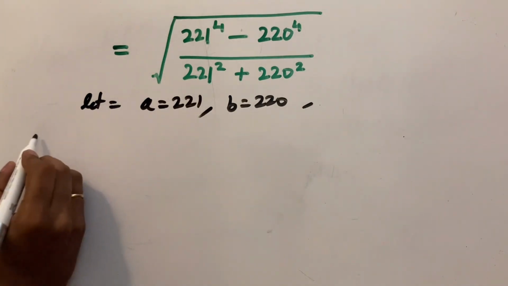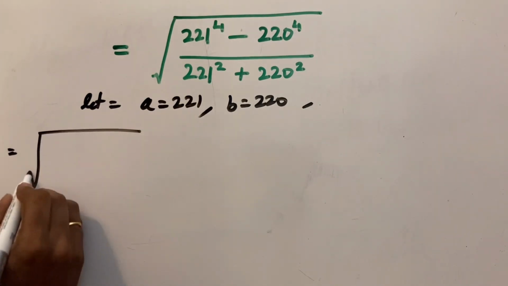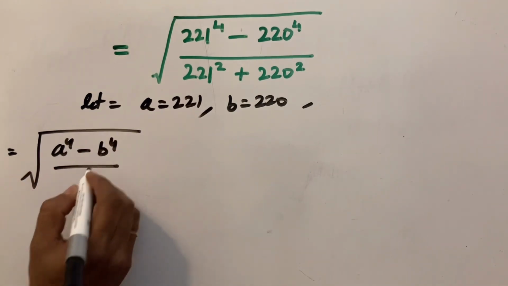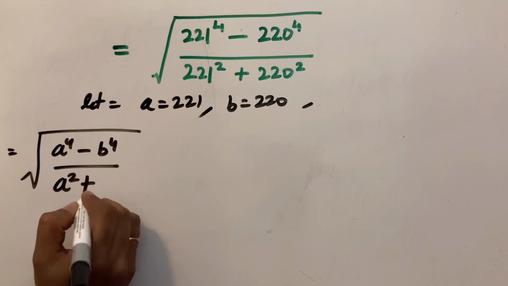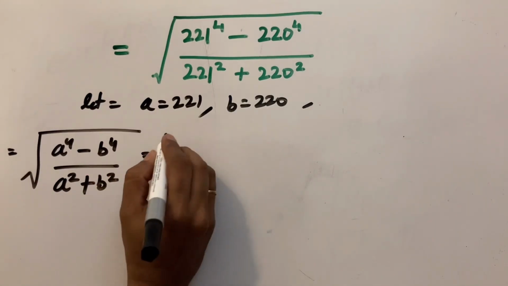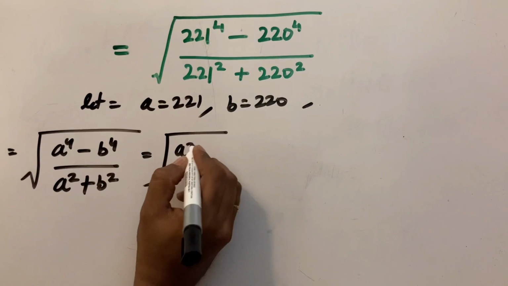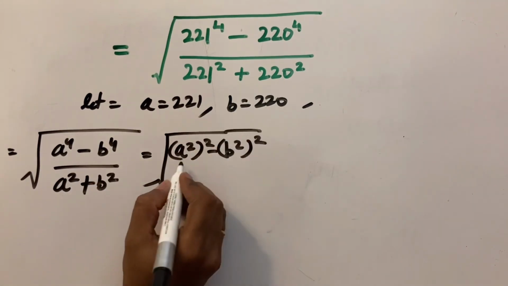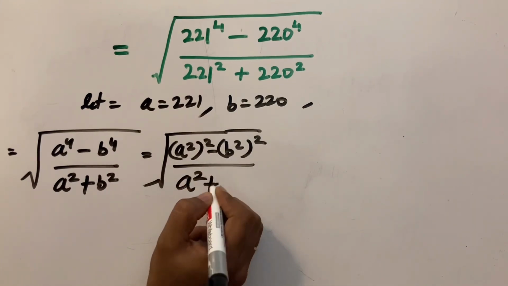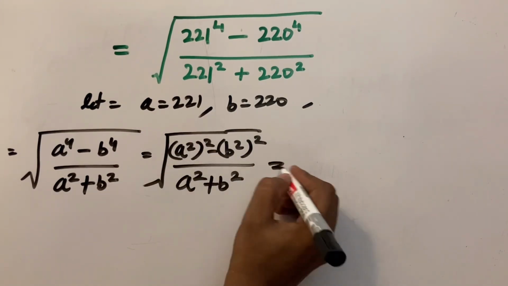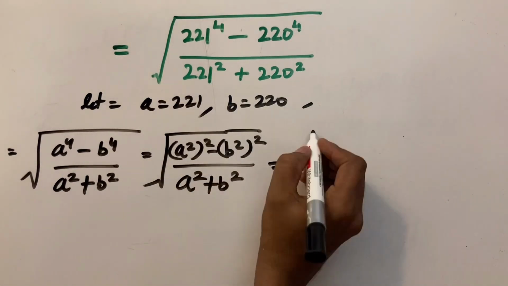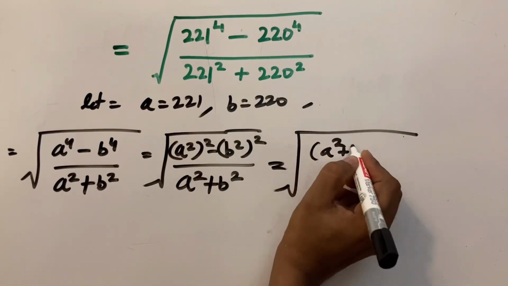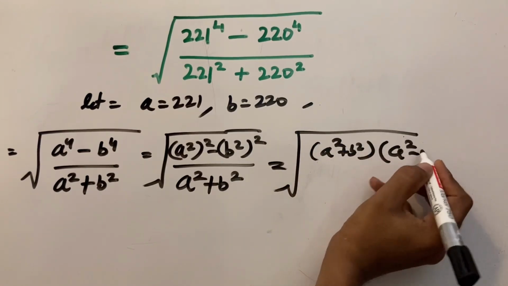So this simplifies to the square root of (a^4 - b^4) divided by (a^2 + b^2). This can be written as ((a^2)^2 - (b^2)^2) divided by (a^2 + b^2). As we know that a^2 - b^2 is equal to (a + b) multiplied by (a - b).